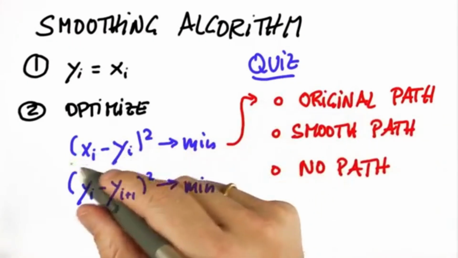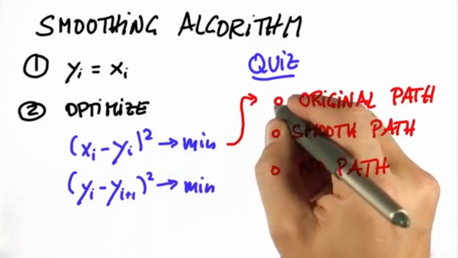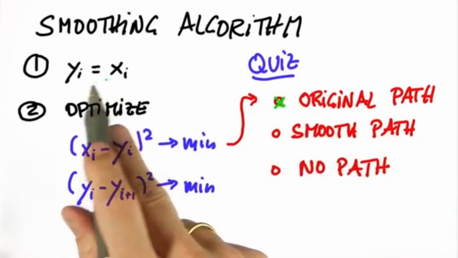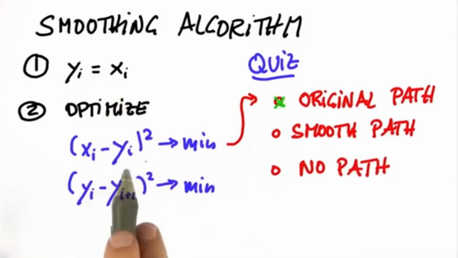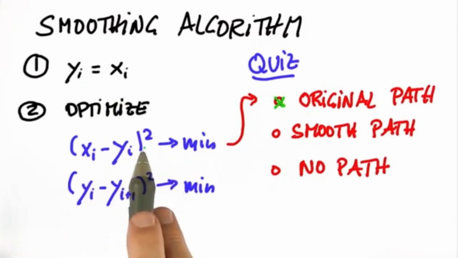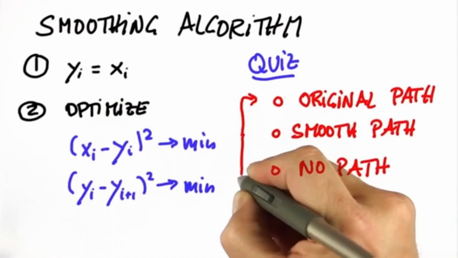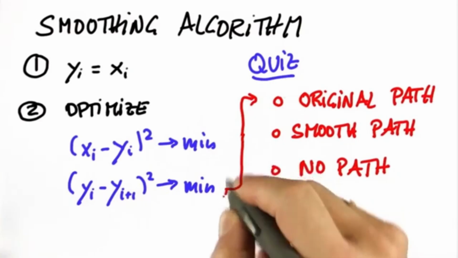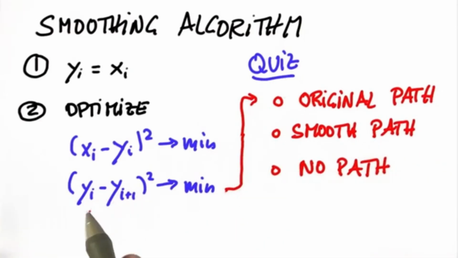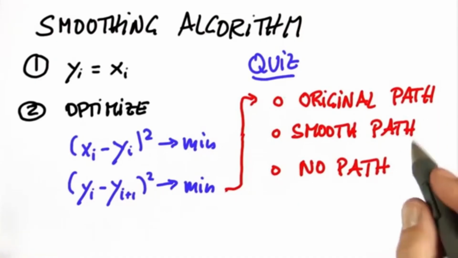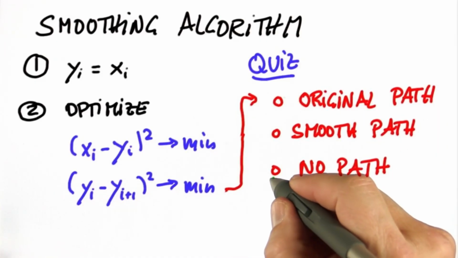And the answer is, if we just optimize this one over here, we get the original path, and the reason is obvious. It's already 0 for the original setting, so further minimization doesn't make it any smaller. It's a quadratic error. The minimization has no effect, we just get the original path. Now let me ask the exact same question just for the second criterion, so forget about the first one. What happens if you only optimize this criterion over here? Do we get the original path, smooth path, or no path? And the answer here is you get no path.